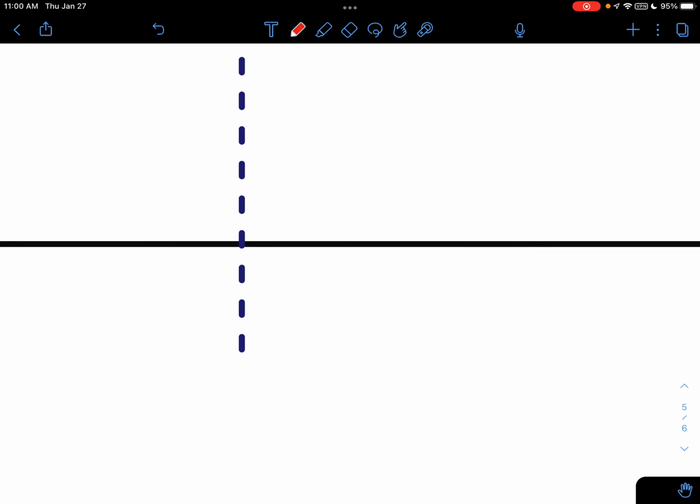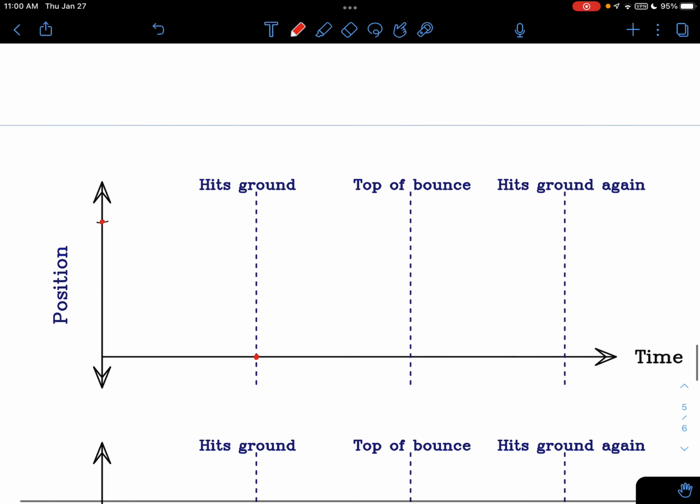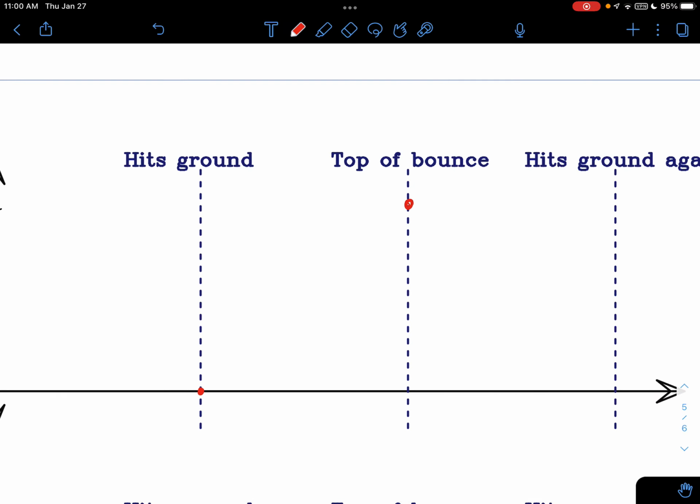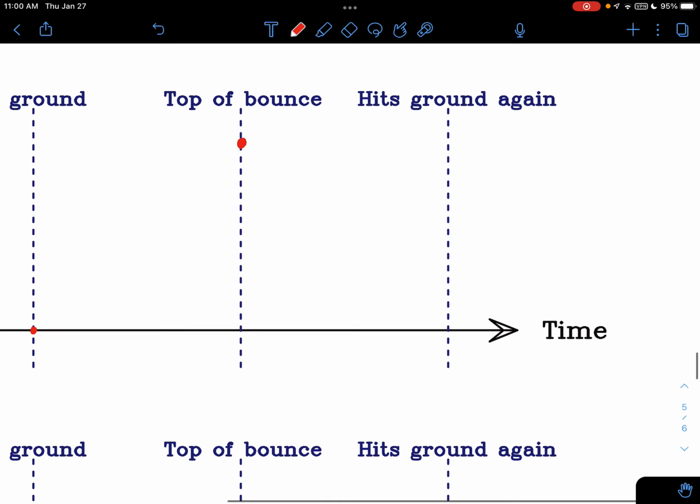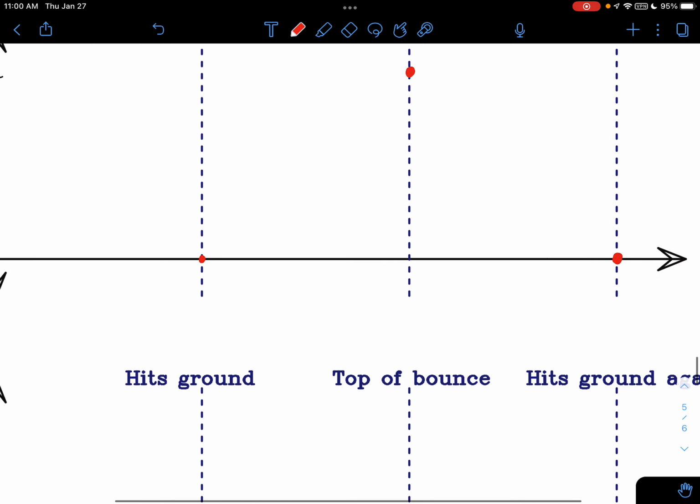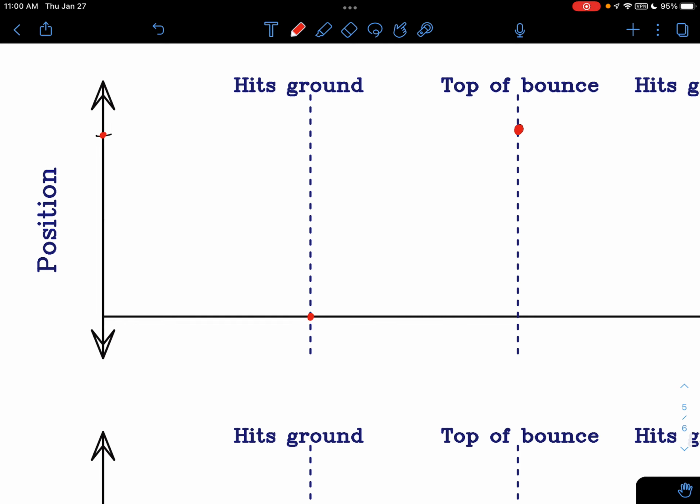When it hits the ground, we know it's at the ground, so we can mark that as well. At the top of the bounce, again, we know that it's going to be at a maximum. And when it hits the ground again, we know it's going to be back at the ground. Cool. Now we work on connecting those. And I'll revisit that in a second.